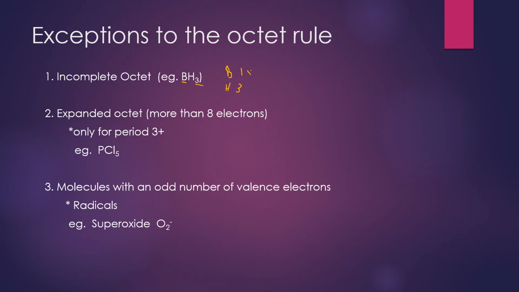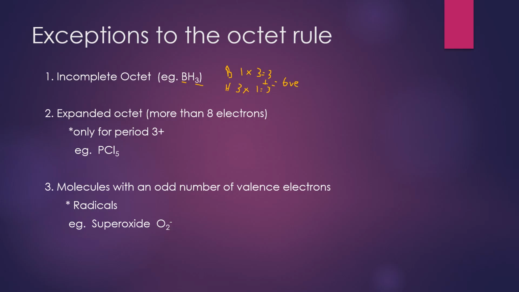Next, I look up their number of valence electrons. Well, since boron is in group 13, it has 3 valence electrons to contribute. Since hydrogen's in group 1, it has just 1. So I'm going to multiply across. I get 3 plus 3. There is no charge on the molecule, so that's it, just those 6. So I have 6 total valence electrons when I'm drawing this structure.